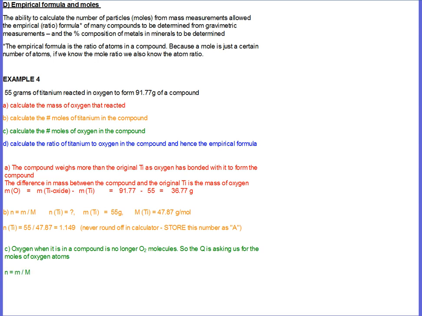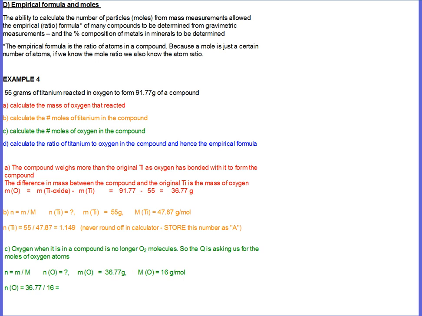And therefore, once again, we write our equation down. Number of moles equals mass over molar mass. How many moles of oxygen? What's the mass of oxygen? What's the molar mass of oxygen? Well, looking at my data, I've got to find the moles of oxygen. From part A, I figured out there was 36.77 grams of oxygen in this particular compound. And from the periodic table, I know the molar mass of oxygen. Don't forget this is oxygen atoms, not oxygen molecules.